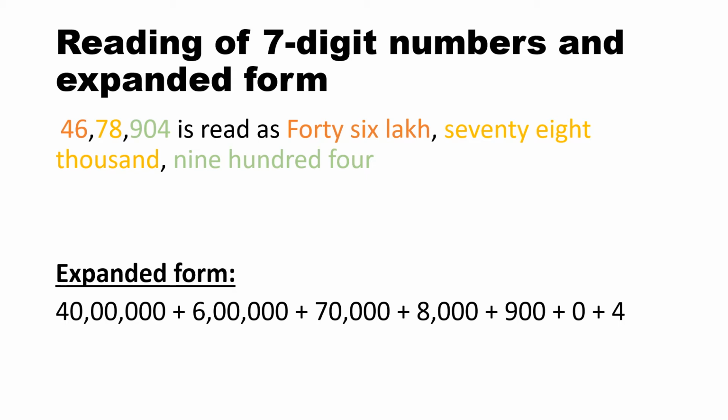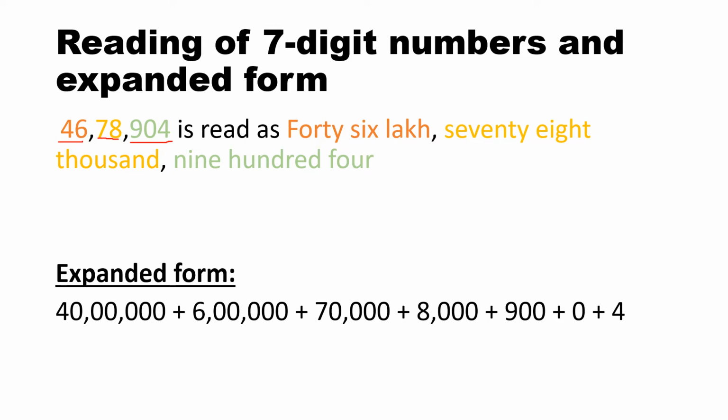Reading of 7-digit number and expanded form. As we all know, it is in the ones period, the thousand period, and the lakh period. So we will read out together. 46 lakh. 78 is in the thousand period, so 78,000. 9 is on the hundred place, so 900. And 04 will be read out as 4 only.